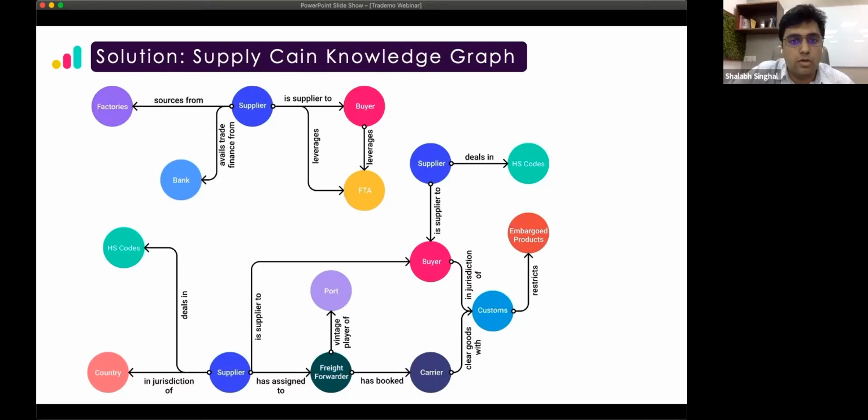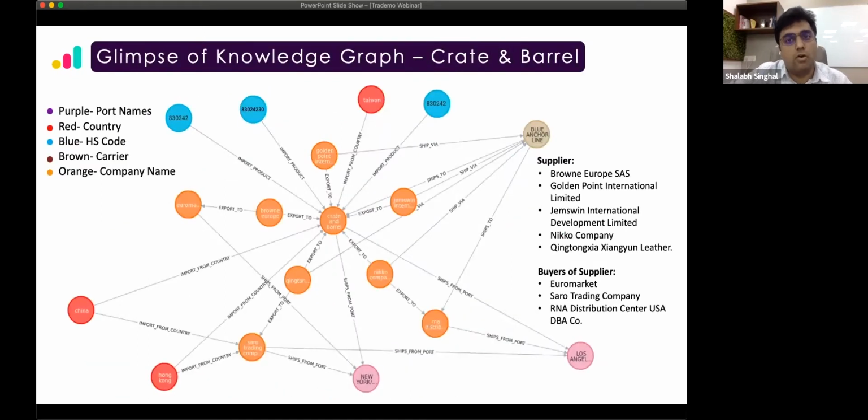So now let me move to a real life example of this. What you see here is a knowledge graph of Crate and Barrel, which is a US based furniture and home decor retailer. Now, through our own data, and this is publicly available, legally sourced data, we are able to create a very deep knowledge graph on Crate and Barrel. This is just a glimpse of it, where we are able to map all their suppliers. We are able to identify who these suppliers are supplying to just in the US and in other countries as well.